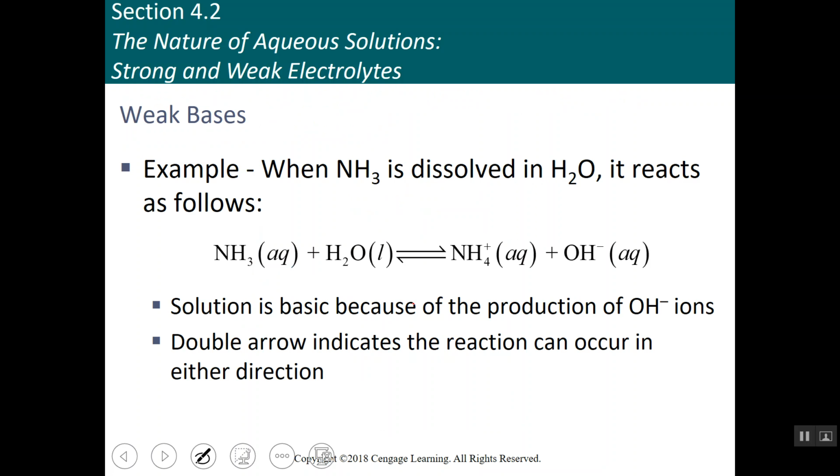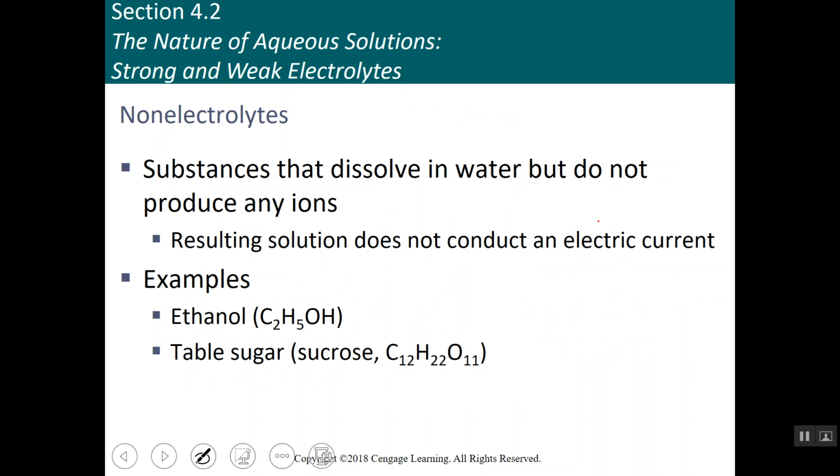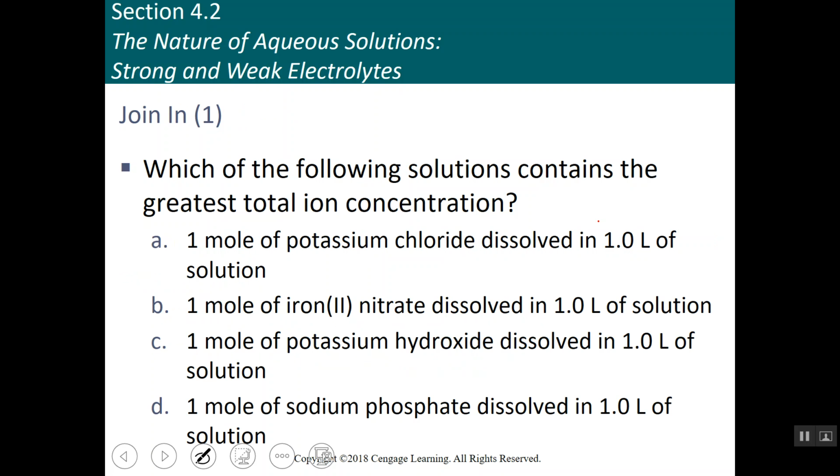And a weak base, ammonia is a weak base. It's basic because it produces hydroxide ions. Again, we have a double arrow, which means the reaction can go both directions. So that ammonia steals a hydrogen from the water, makes ammonium ion, and then that leaves hydroxide left over. Non-electrolytes do not produce any ions, and so ethanol, even though it's soluble in water, didn't produce any ions. It just had a polarity to it. Table sugar, soluble in water, not a whole lot of polarity to that.